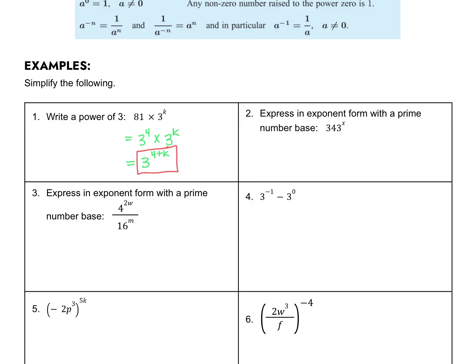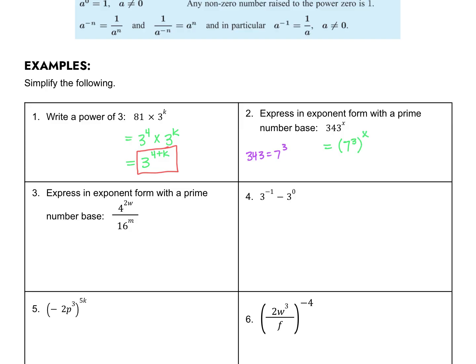All right, number 2. It says express in exponent form with a prime number base. So when you think about having a prime number base, a prime number is a number that can only be divided by 1 and itself. So when you think of a prime number base, 343 is the same thing as me having 7 to the third power. 7 is a prime number. So whenever I have 343 to the power of x, I can change 343 to be 7 to the third power and keep the exponent of x.